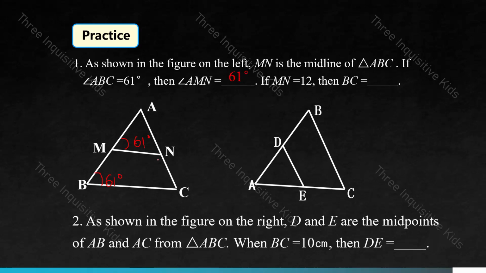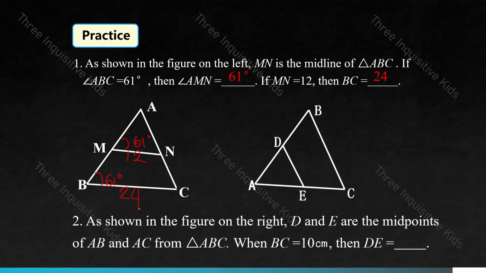If MN here is 12 units, then BC will have a measure of 24 units. Because according to the second property of midlines, a midline is always exactly half of the third side that it is not intersecting. Now moving on to the second problem.